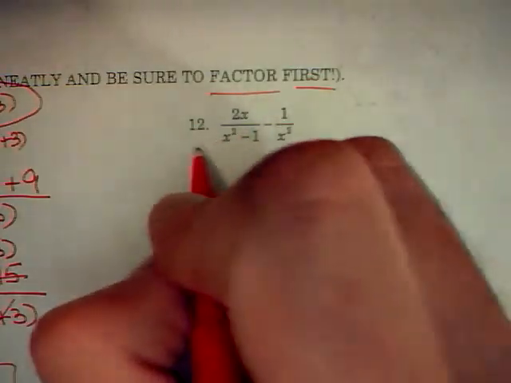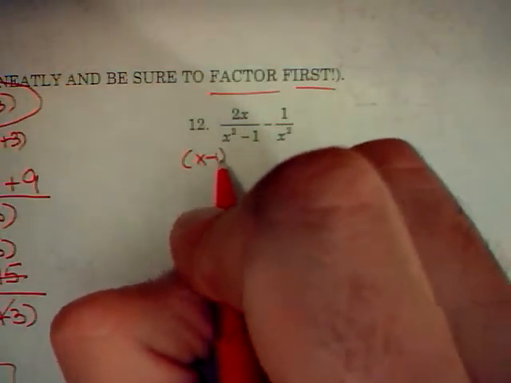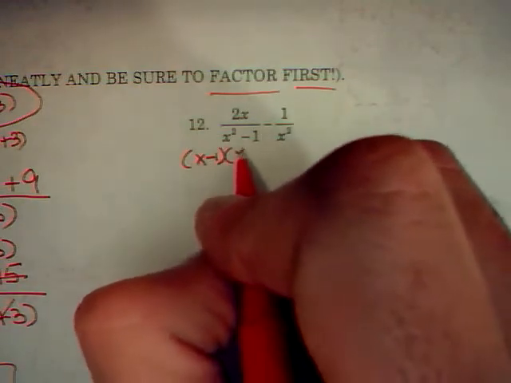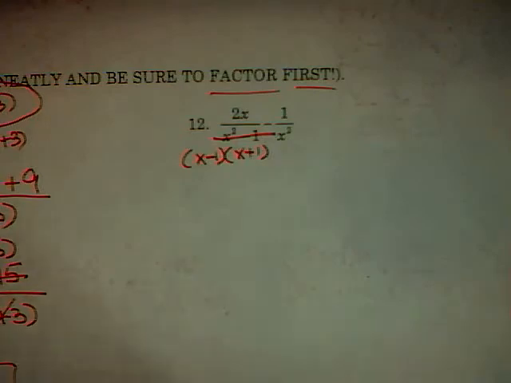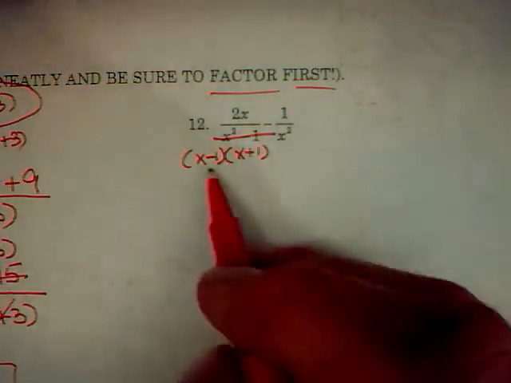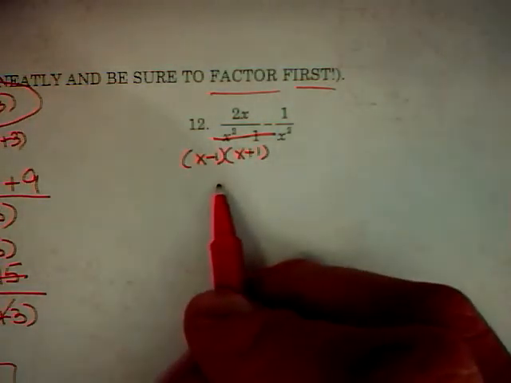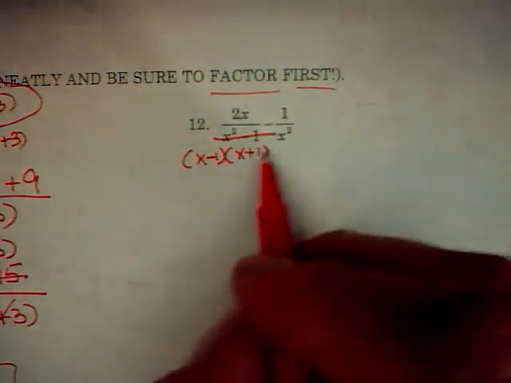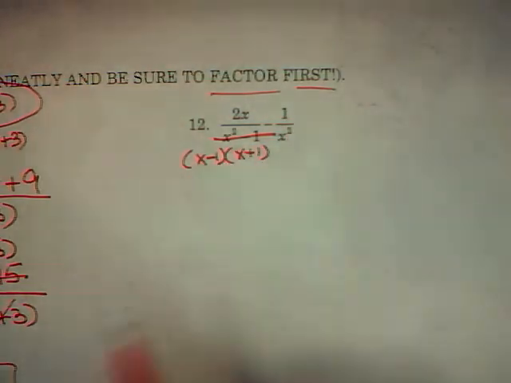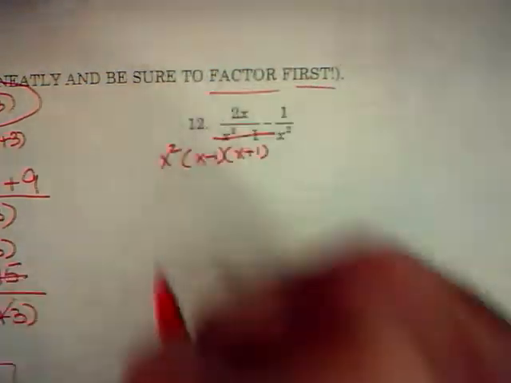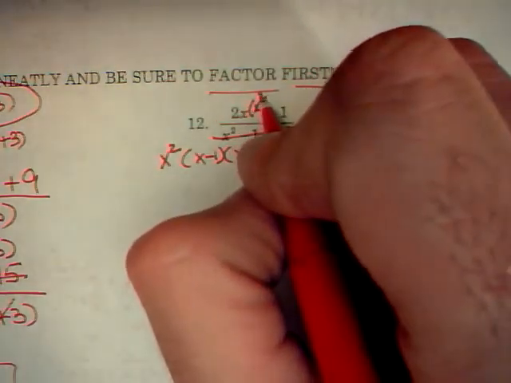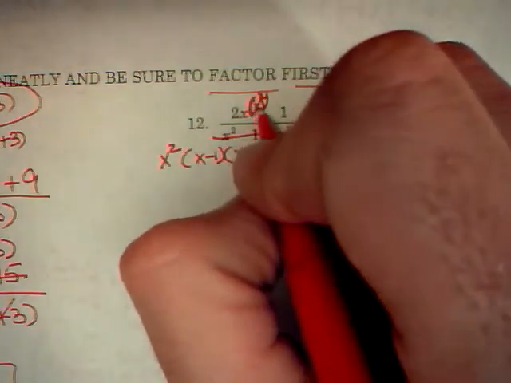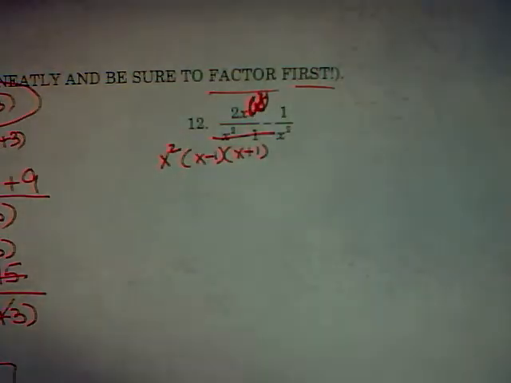So we need to factor this, and this is a difference of squares. x minus 1, x plus 1. That's what that denominator actually is. So now we need to make these denominators look the same. So apparently this fraction here is missing an x squared. So whatever you're going to do to the bottom, we are going to need to do to the top. So that gets an x squared on the top as well.